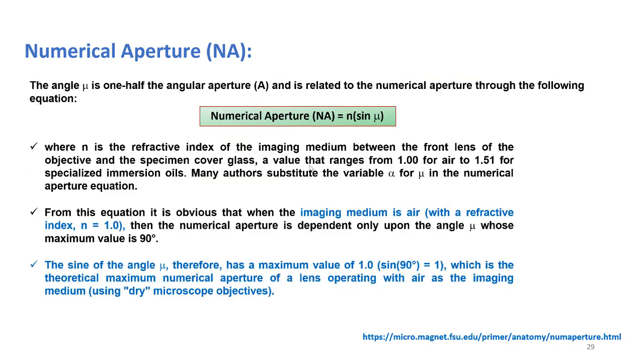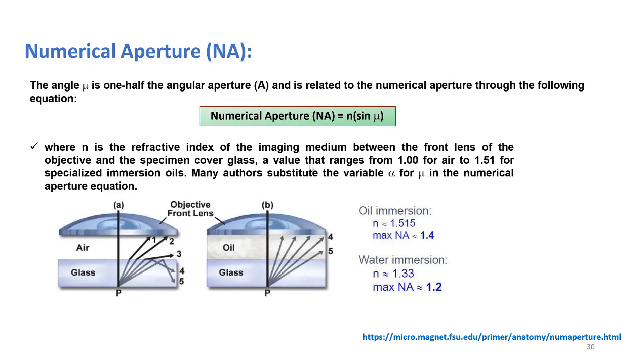Depending upon which medium we are using, if I am using oil, then I'll be keeping n as 1.5, so I'll be getting a maximum NA of around 1.4. And if I am using water immersion, then the refractive index is 1.33. In that case, I'll be getting a maximum numerical aperture of 1.2. So these are the wet immersion objectives.